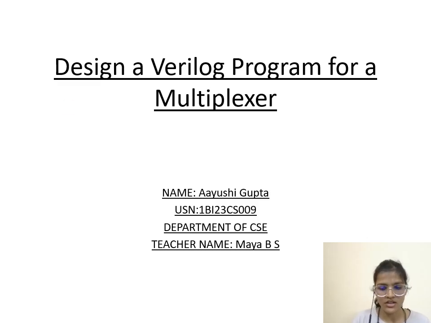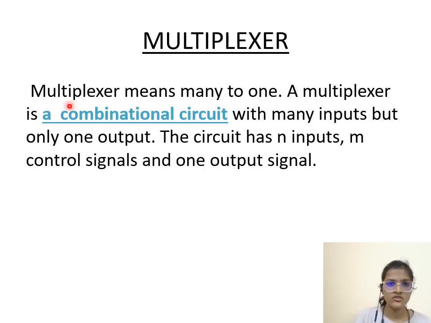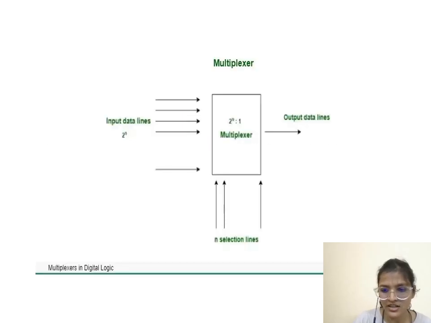So first we will understand what is multiplexer. Multiplexer means many to one. It is a type of combinational circuit in which we give many inputs and we get one output. It also contains a control signal on which the output is based. On the basis of selection lines, first we will see the circuit diagram.